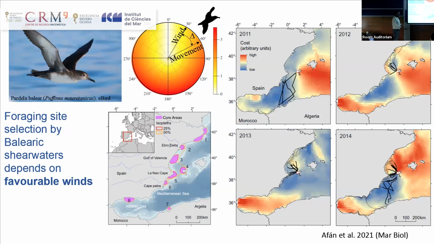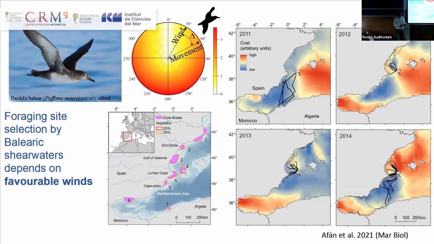This is a highly endangered and endemic species of the Mediterranean. They breed here in the Balearic Islands. And in this work, we were interested in identifying the main foraging grounds for this species. And what we saw is that usually they move from the breeding sites to the Spanish Mediterranean coast, to the coast of Catalonia, to the coast of Comunitat Valenciana for foraging.